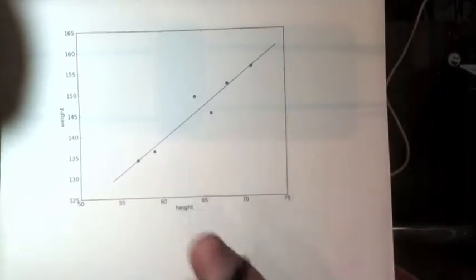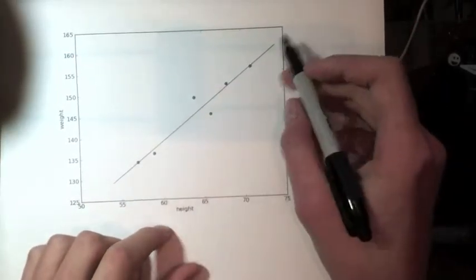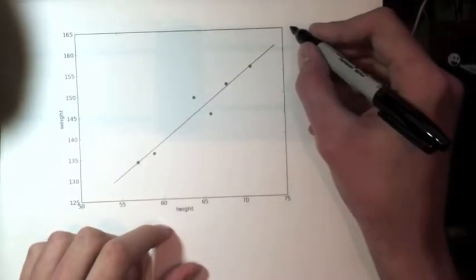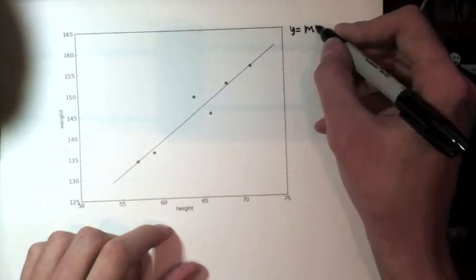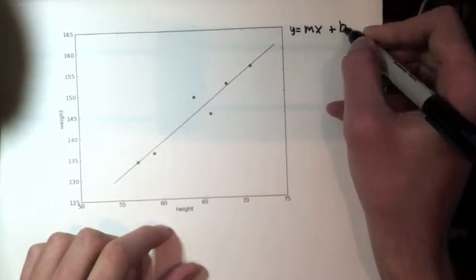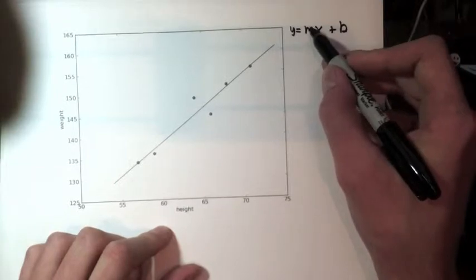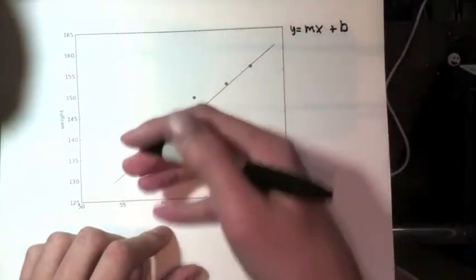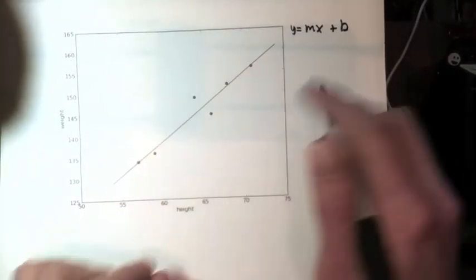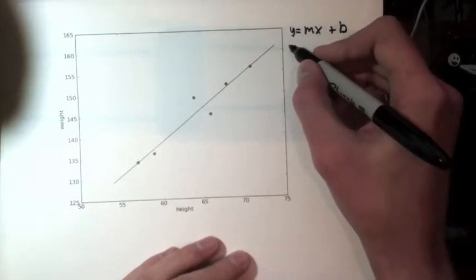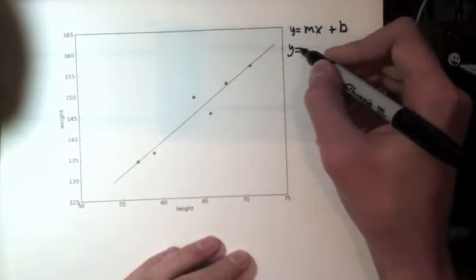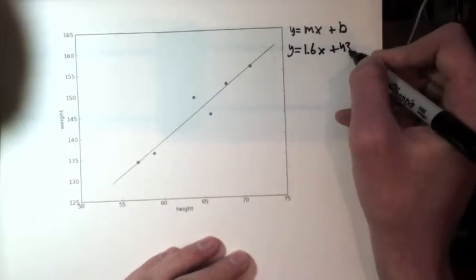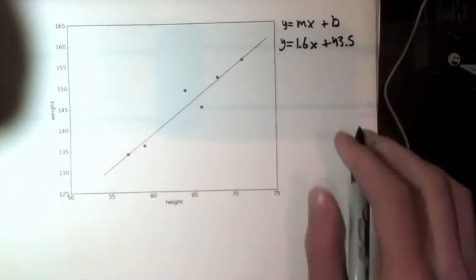So remember, if you remember algebra, a flat line is y equals something, and a sloped line follows the format of y equals mx plus b. So x being x, m being some coefficient on x, and b being a constant value that adjusts the height of the line. So we gave you this formula, and we said weight, or y, is equal to 1.6x plus 43.5. Right? So we gave you that.